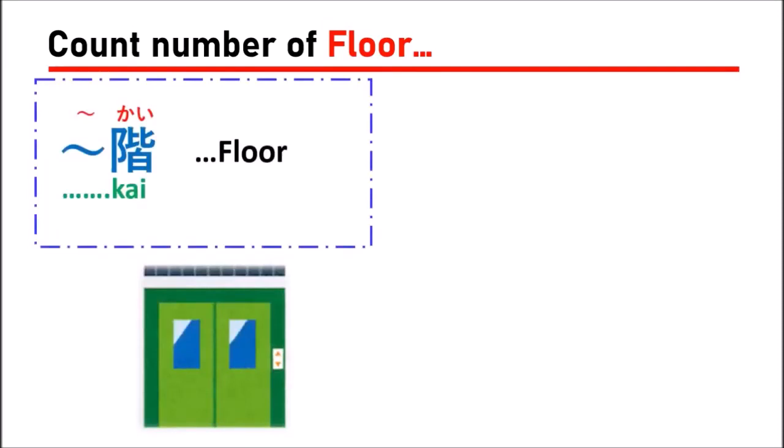For example, if you have a building with many floors, how do you count the floors? In Japanese, they use the unit kai, which has the same sound as the one we already learned, kai, that counts for time. But to count floors, they also use the unit kai, but it has a different kanji. So you should remember the kanji has the same sound but is quite different in writing.